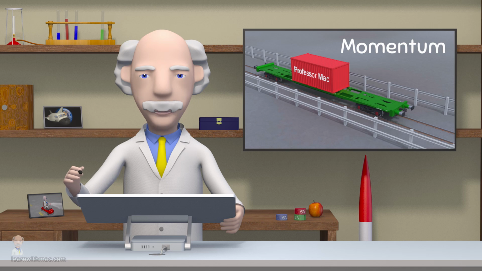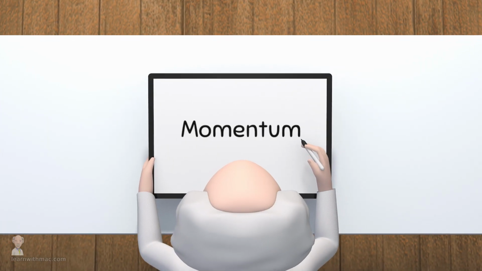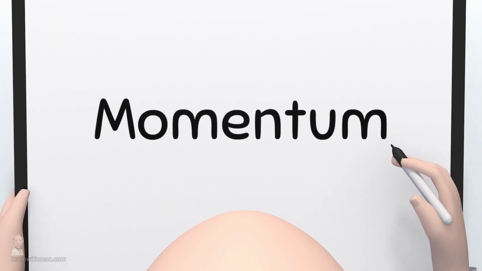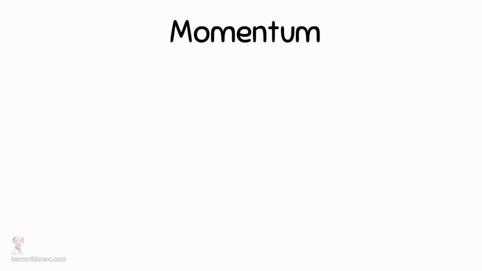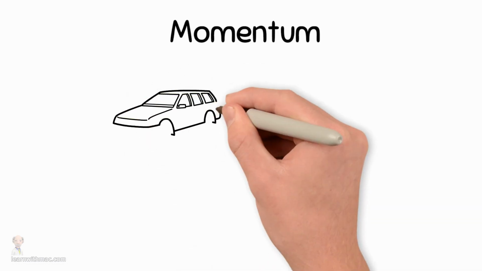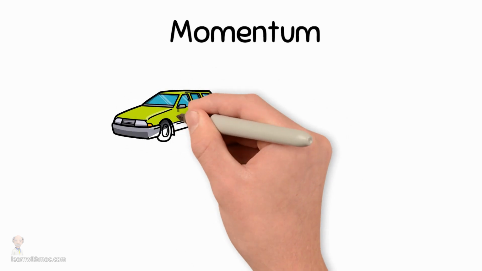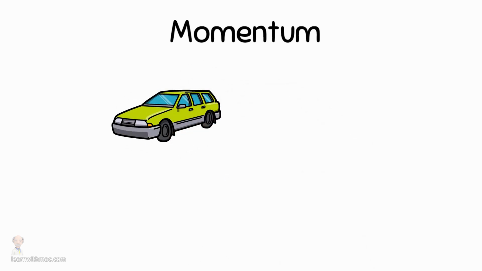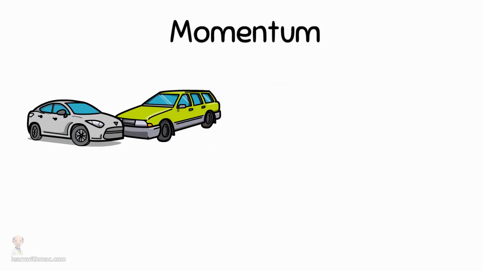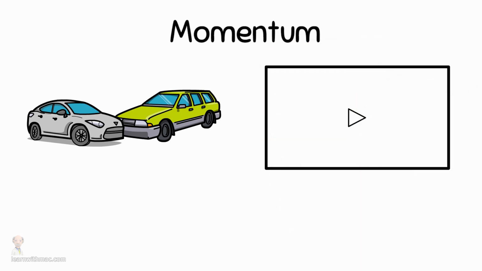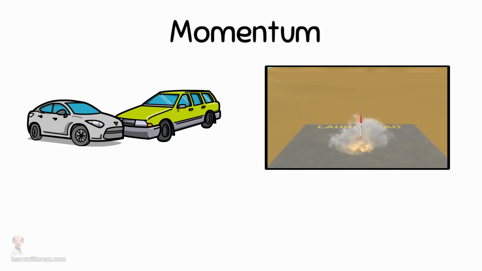Today we are learning about momentum. In physics and engineering, we use a quantity called momentum to predict the motion of objects which are in a collision, and to design systems such as rocket propulsion engines.